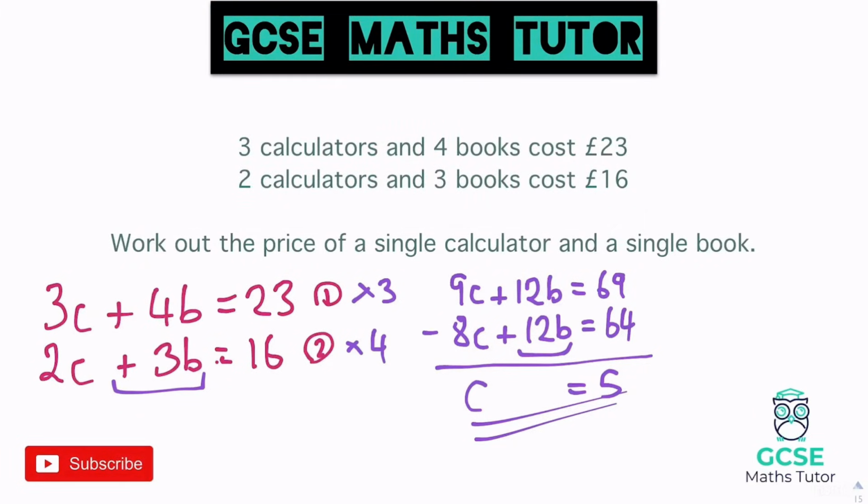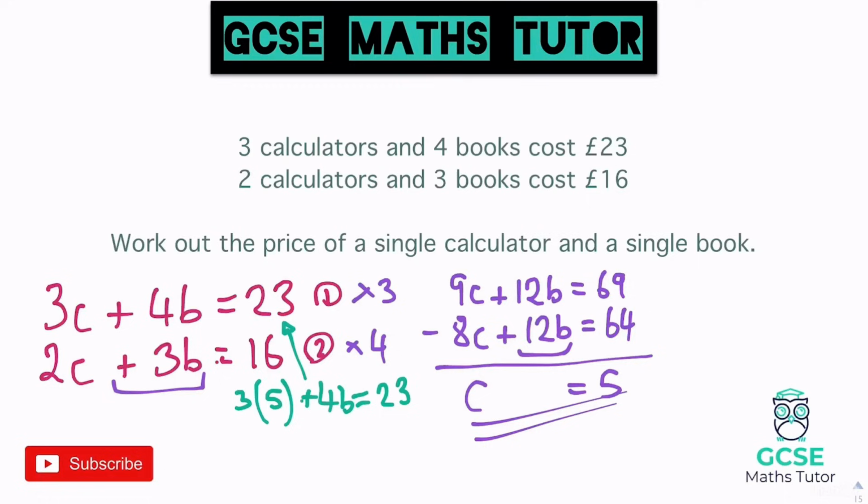Again, I'm going to pick equation 1, I think. Let's have a look. We could do either one here, but I'm going to pick equation 1. So if c is 5, we have 3 lots of c, or 3 lots of 5, add 4b, and that equals 23. There we go.